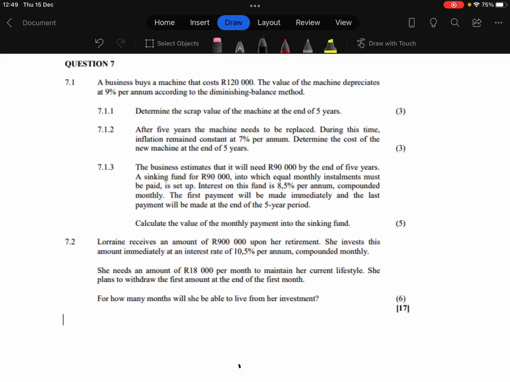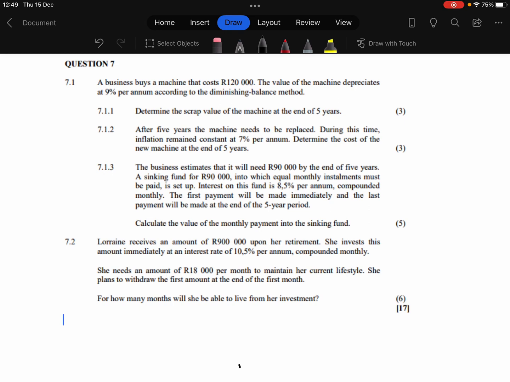Hi guys, welcome back. Today we'll be doing question 7, financial maths. The question reads, a business buys a machine that costs 120,000. The value of the machine depreciates at 9% per annum according to the diminishing balance method. Determine the scrap value of the machine at the end of 5 years.